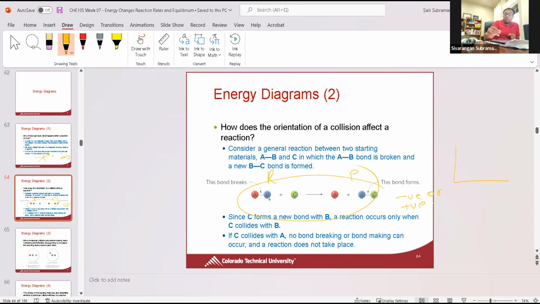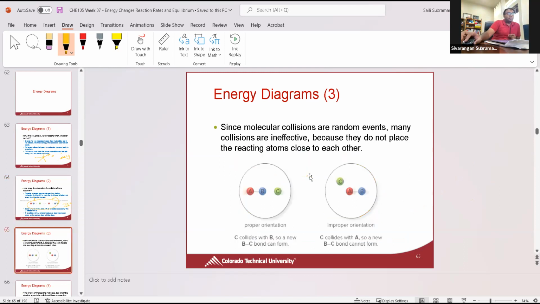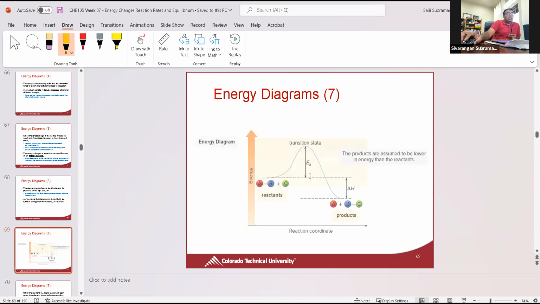When you plot the energy level of A-B and this one, you have a starting level and an ending level. It depends on whether the ending level of the products is higher than the reactants, or lower. So this is reactants, this is products, this is reactants, this is products, correct? Depending on that, you term it either exothermic or endothermic. Okay, and that is what is depicted by this energy diagram.